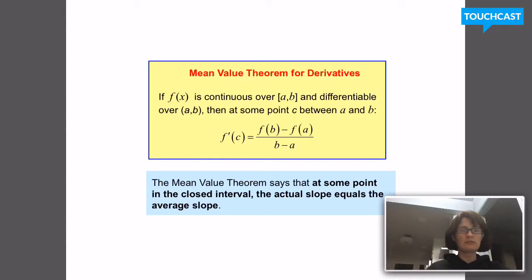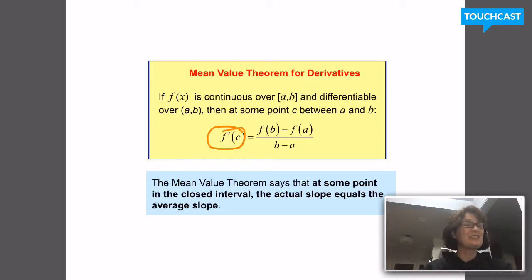If, and only if, f is continuous over the interval a to b, the closed interval, so that's with brackets, a to b, and it's differentiable over the open interval a to b, then at some point between a and b, let's call it c, f prime of c is equal to f of b minus f of a over b minus a. So let's notice what this says.